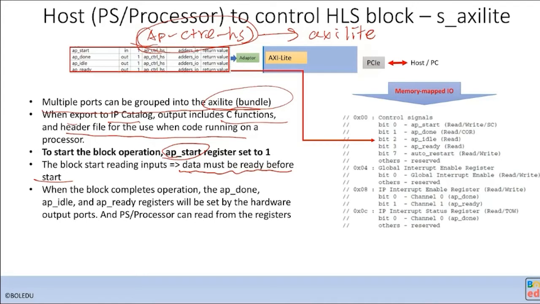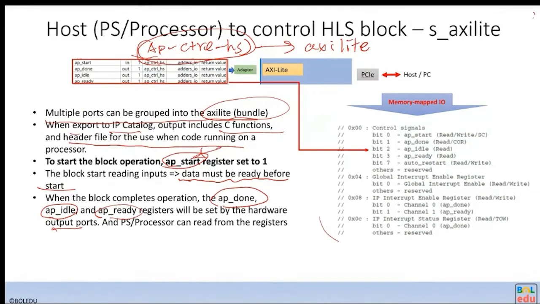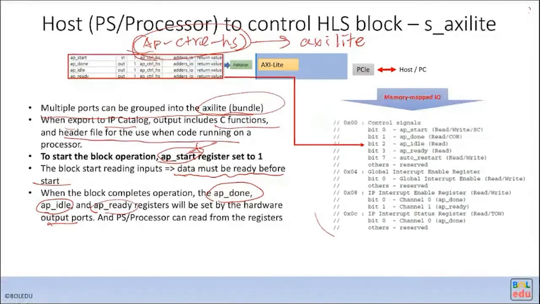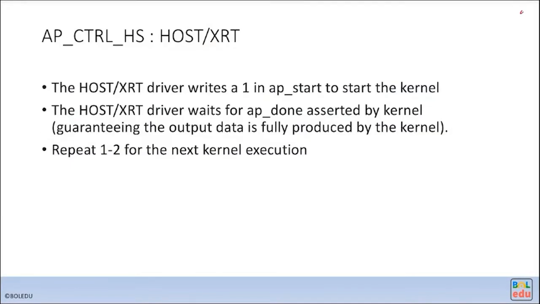I repeatedly emphasize this point. When the block completes the operation, this kernel function will assert the AP done and AP idle. The AP register will be set by the hardware output and then saved into the AXI-Lite register. Okay. So in here, that's actually repeating the same thing. Okay. So for the host XRT, which is the host driver, when you want to start the kernel function, you write 1 to the AP start.